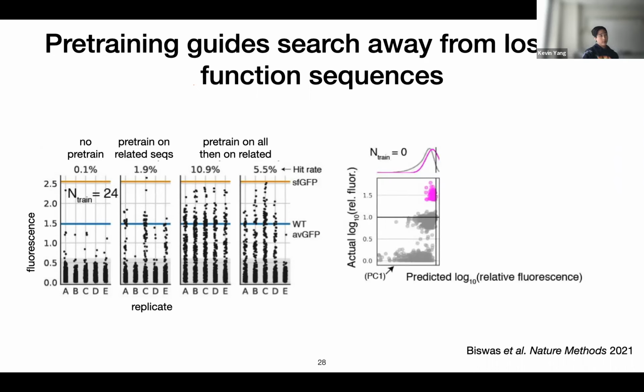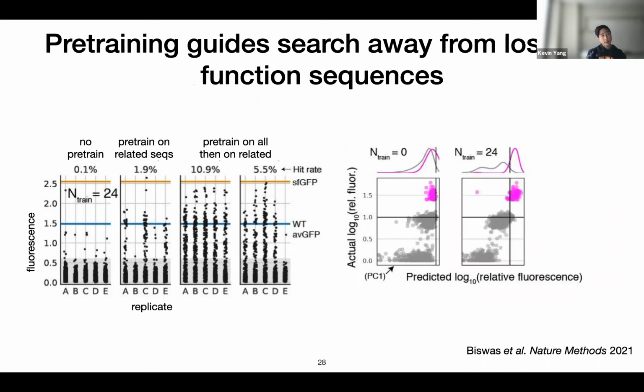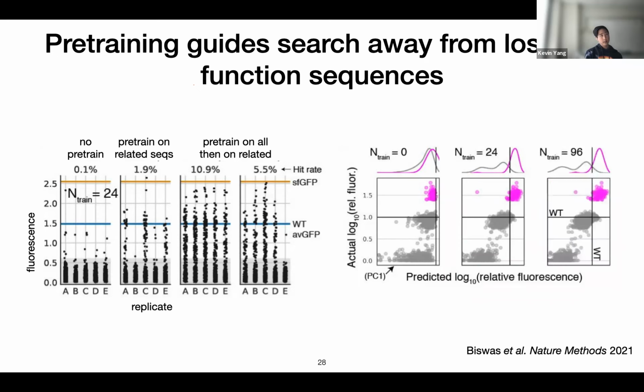And the reason for that is, if we look at PCA of the embeddings after pre-training but before supervised learning, you can see that the first principal component of the embeddings actually separates out a lot of the non-functional sequences from the functional sequences. And as we fine-tune, it just builds off of that initial relationship learned during pre-training.